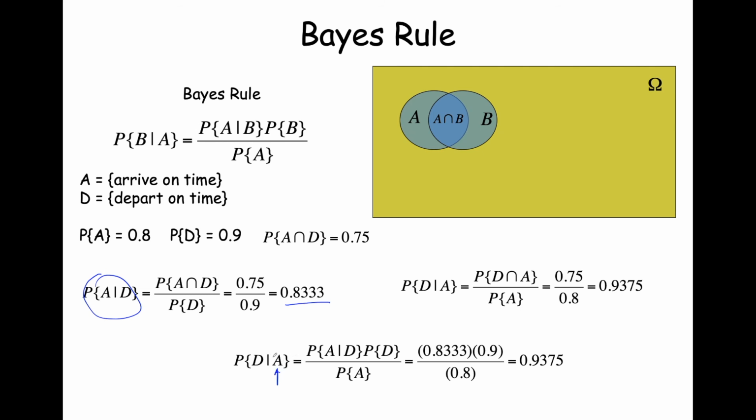So the probability of D given A is the probability of A given D times the probability of D over the probability of A. Now, A given D, we already did that. That's 0.8333, so we write that down, times the probability of departure, 0.9, divided by the probability of A, 0.8. That's 0.9375. That's exactly what we had before when we computed the probability of D given A directly. Now, that probability of D given A required us to observe A, but in this case, we observe D and not A. This just demonstrates that Bayes' rule actually does work.